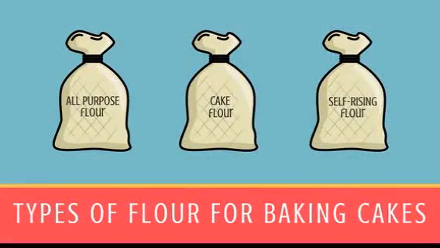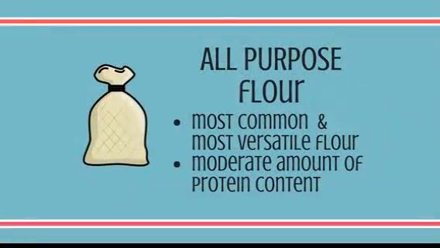Okay, so we'll get started with the different types of flour, and again, I'm not going to go into a whole lot of scientific detail here. We're just going to go through the main points of each type of flour. The first one is all-purpose flour. All-purpose flour is the most common flour used in cake baking, obviously. It has a moderate amount of protein content, and it's the most versatile flour.